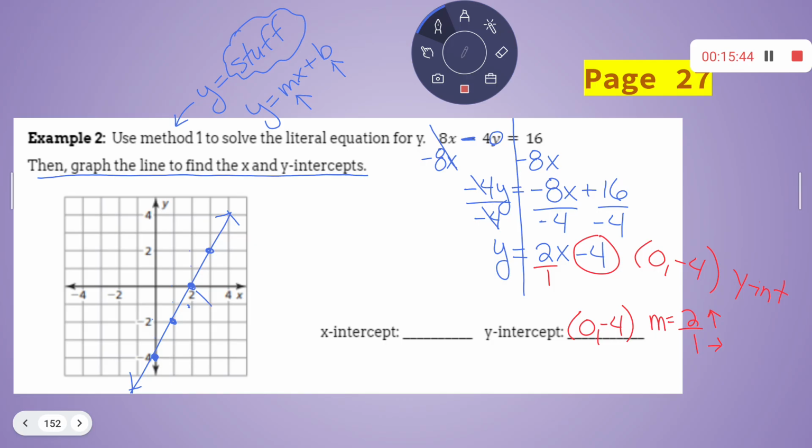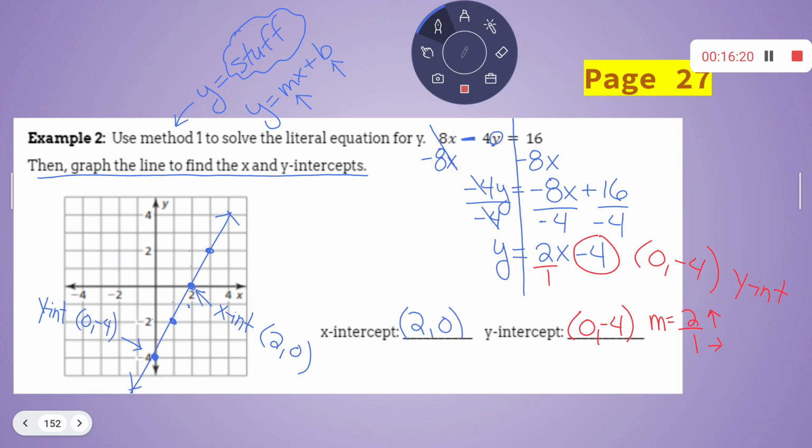Okay, that right there is my x-intercept. And it is the point 2, 0. Remember, x and y intercepts always have a 0. This one is 0, -4. That is your y-intercept. So please label those points in your notes. Our y-intercept, we already said, was 0, -4. And our x-intercept is 2, 0.